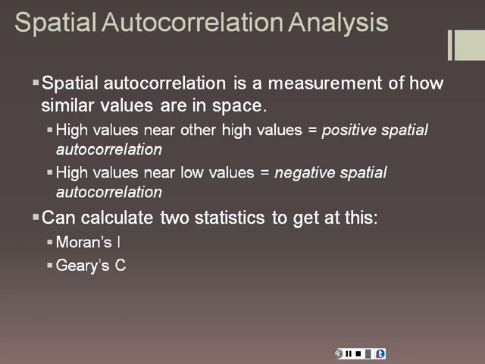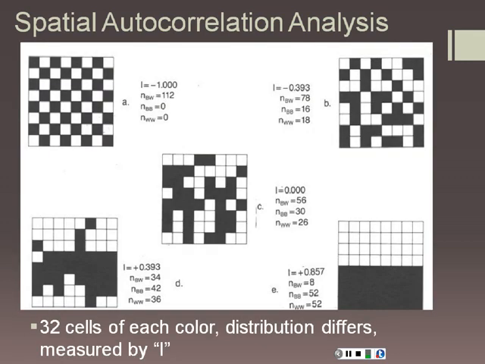Okay. And fortunately, for about 15 years now, we've been able to calculate two measures of this particular phenomenon, spatial autocorrelation. One's Moran's I, and the other is Geary's C. Moran's I is a little bit more common, actually. And there are some good examples of how this works out.